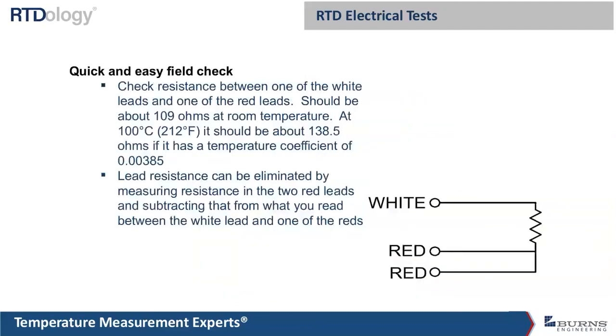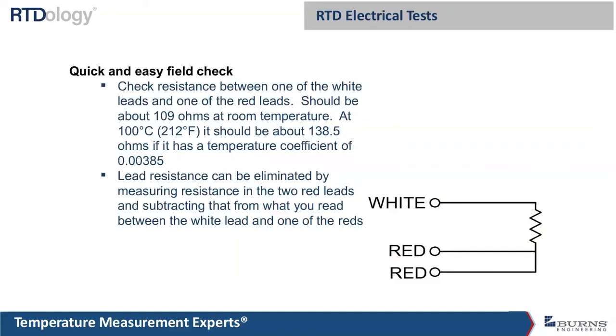If you don't have an ice bath, you can just check the probe. If it's at roughly room temperature, 72 degrees Fahrenheit or about 21, 22 degrees C, it should read about 109 ohms. And you can measure that between the white lead and one of the reds. And to get a more accurate measurement, you can manually eliminate the lead resistance.